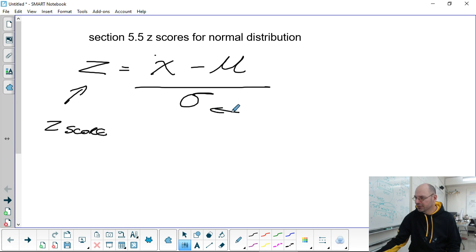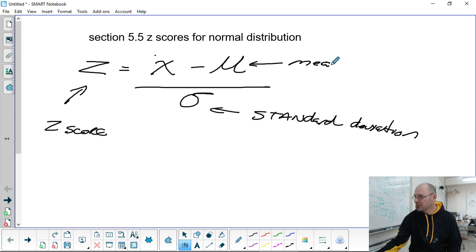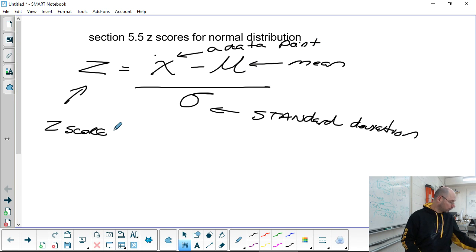This is the standard deviation. This is the mean of the data. Again, we can use Desmos to help us speed up calculations for finding means and averages and standard deviations. And this is a data point. Okay, so we'll do a couple of calculations with the Z-score.